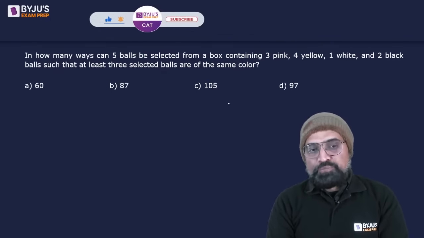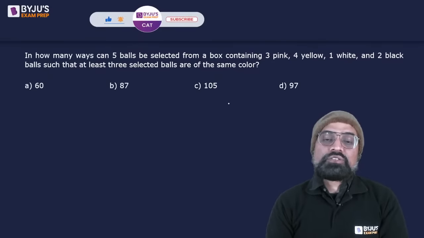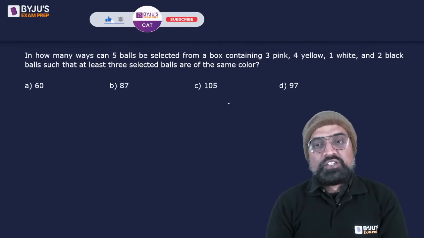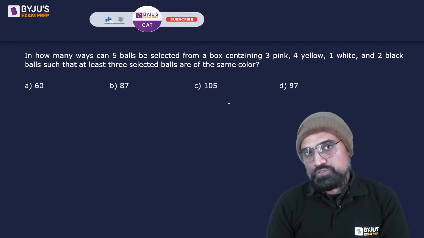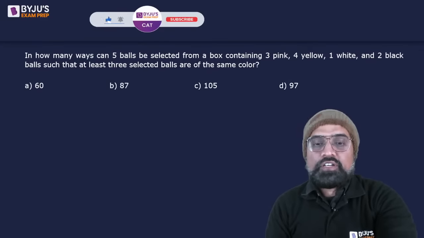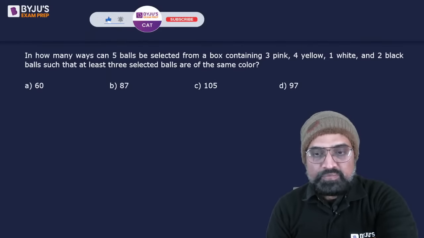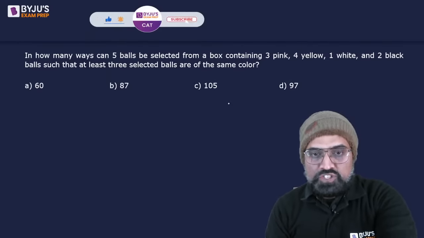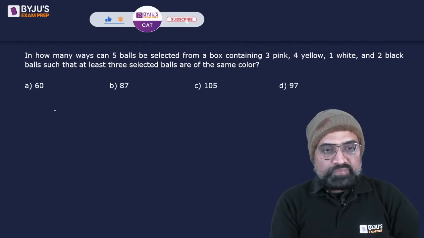Out of 5 balls, 3 balls have to be of the same color. At least 3 balls have to be of the same color. So of course, it's a little time consuming because we will have to make cases. There is no formula, there is no shortcut for this, right? Because the number of different colored balls are not the same, they are different numbers. Okay. So let's see.